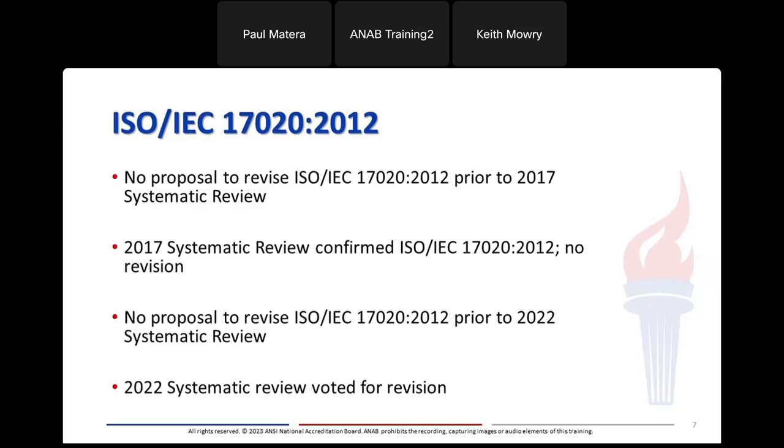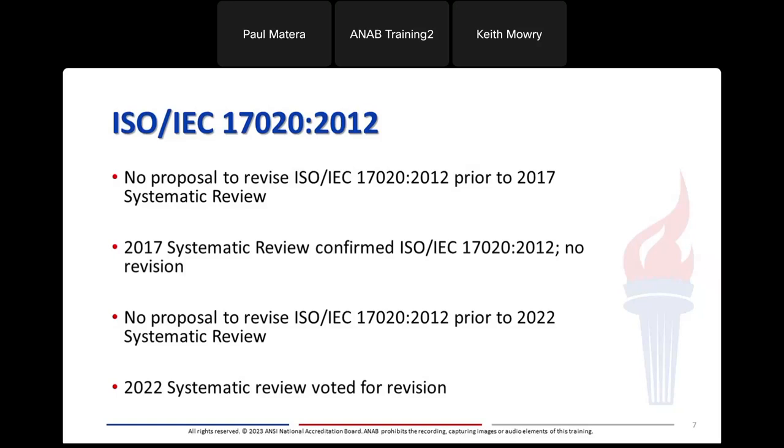Now, between 2012 and 2017, there was no proposal to revise 17020. So there was a systematic review ballot in 2017, and the ISO CASCO member bodies voted to confirm 17020 at that time. Let's keep going, no changes. Between 2017 and 2022, there were also no proposals to revise 17020, so there was another systematic review done in 2022. This time, the CASCO members voted to open up that document for a revision.